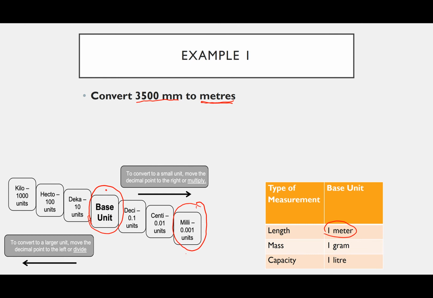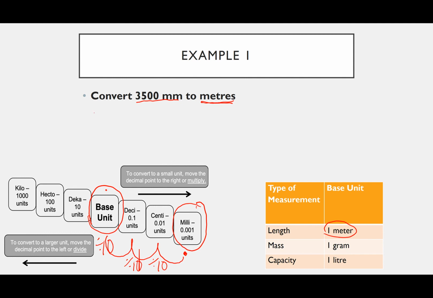What we can do is take our decimal point, start it at millimeters, and move it to the left until we get to the base unit, our meters. So we can move it 1, 2, 3 times. Okay? Whenever we convert to a larger unit, we move the decimal point to the left, or we can divide. Here, we can also divide by 10, divide by 10, and divide by 10.